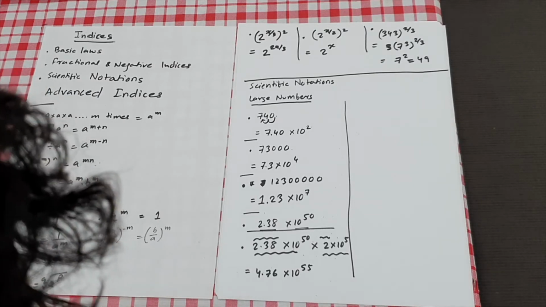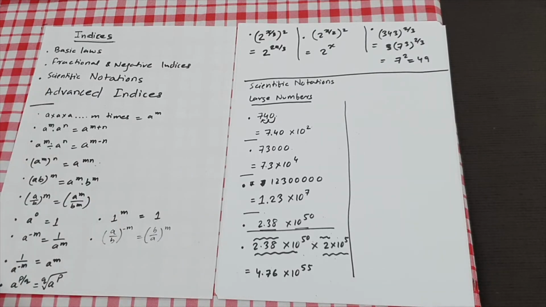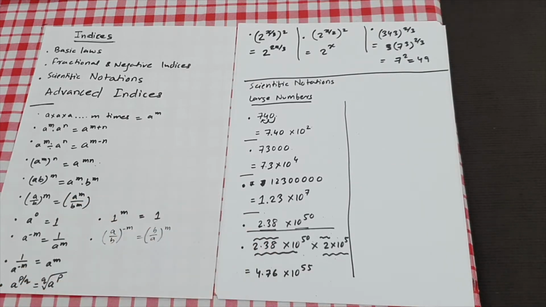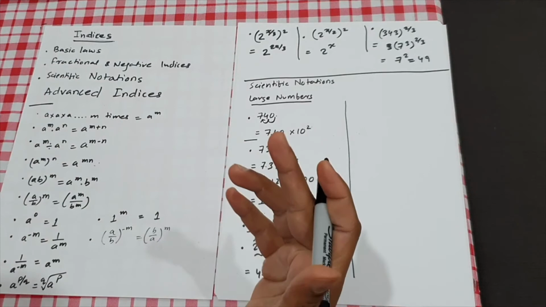A lot of this you can get in your scientific calculator. You just put 2.38 and then use the exponential form, EXP, and then you just do 50 here. So this becomes simplified when we are using scientific notation. It's useful for us to know how we do it.